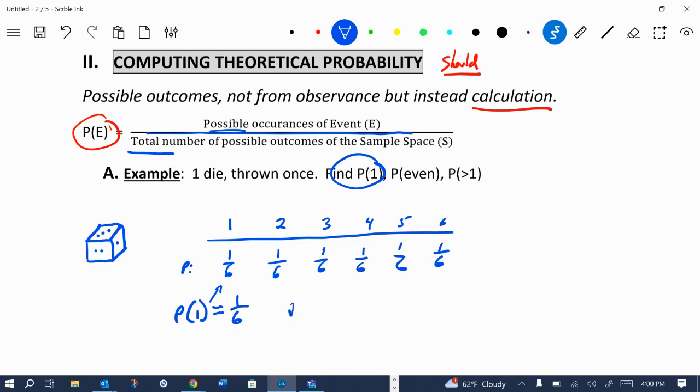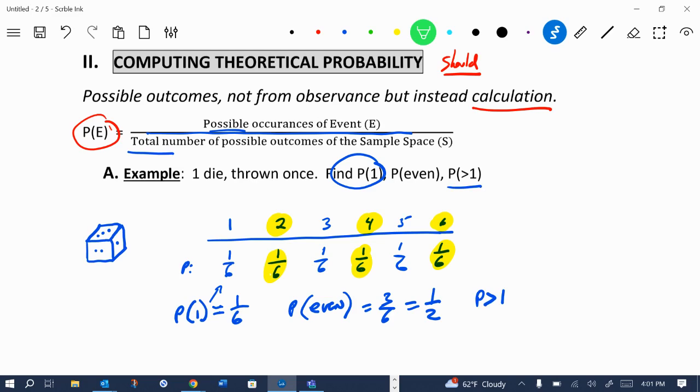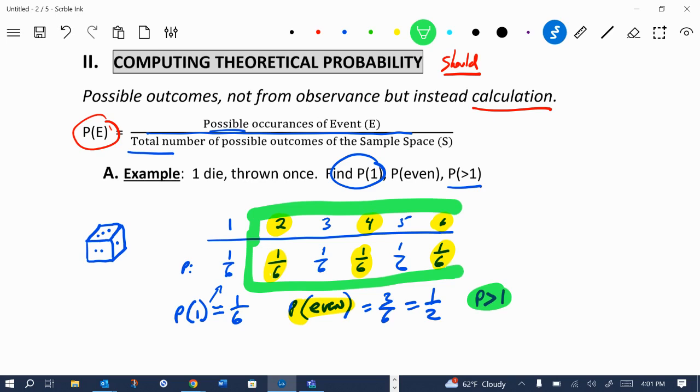The probability of getting an even, now, even ones are the 2, the 4, and the 6. So it would be adding these up, or it would be one of those, one of those, one of those. That means we would have 3 over 6, which of course must be written as 1 over 2, or as 0.5. And then the other one is the probability of greater than 1. Greater than 1 means all of these here. It doesn't include the 1. And that means it's going to be 5 of them. So it's going to be 5 over 6.